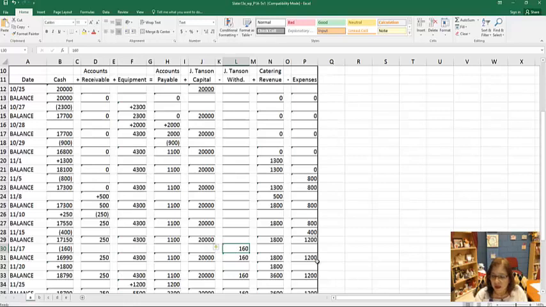Then we did some more revenue. We went ahead and we catered a wedding, so we got the money from catering the wedding, and we added it to the money that we have in cash. We bring down all our balances again.